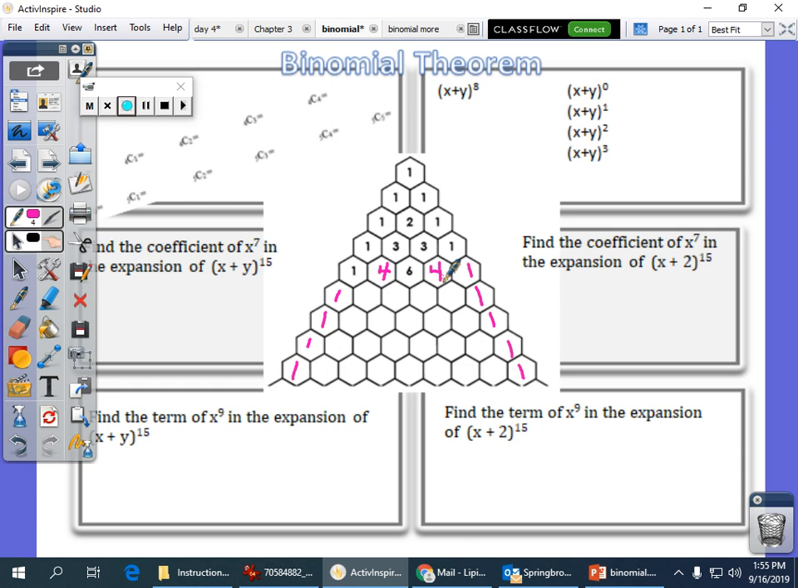Okay, what's the next row going to be? 1, 5, 10, 10, 5, 1. Okay? 6. Okay? 7. Okay? Great. This is going to help to make life easier.